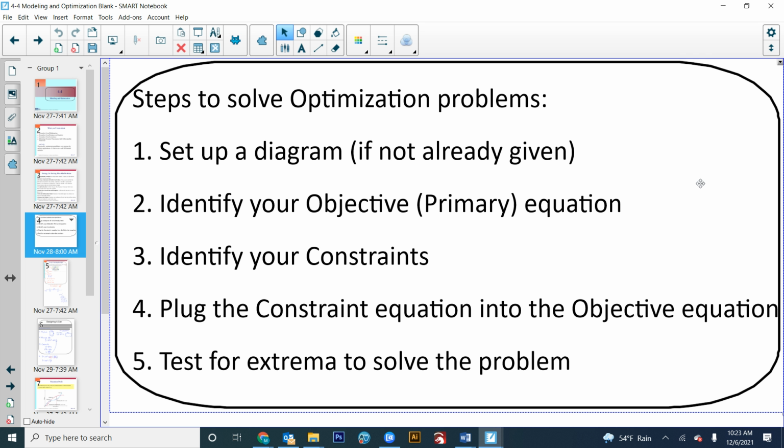Good news. We might need to set up a diagram. Identify your objective. Identify your constraints. Plug the constraint equation into the objective equation. What does the word constraint mean, by the way? What's a constraint on? Let's use that example. Let's kind of run with it.